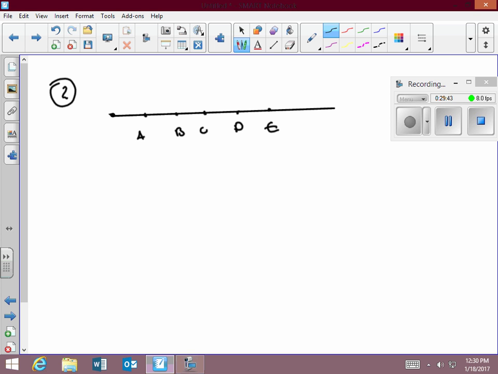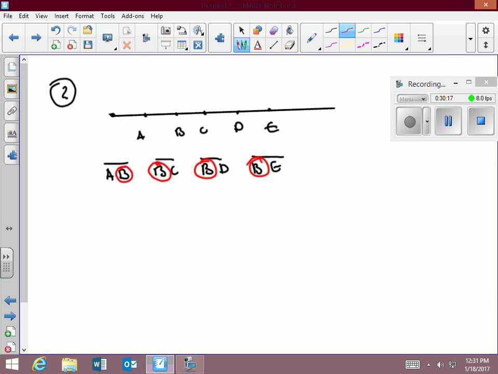Well, you could start out with AB. That's a line segment. Then you could go BC, BD, BE. Every one of those has B as an endpoint. Are there any other ones?